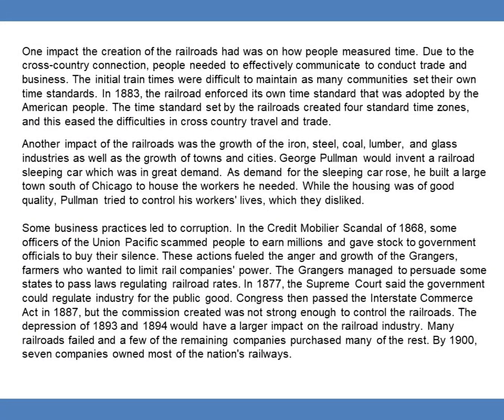In 1877, the Supreme Court said the government could regulate industry for the public good. Congress then passed the Interstate Commerce Act in 1887, but the commission created was not strong enough to control the railroads. The Depression of 1893 and 1894 would have a larger impact on the railroad industry. Many railroads failed, and a few of the remaining companies purchased many of the rest. By 1900, 7 companies owned most of the nation's railways.